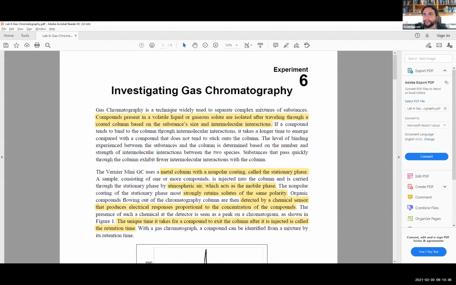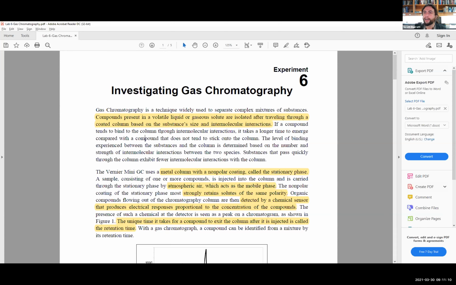There are multiple components within the separation of compounds, and this is why this week we're going to be focusing on some very similar compounds, because gas chromatography can be sorted by many different variables. Firstly, compounds present in a volatile liquid or gaseous solute are isolated after traveling through a coated column based on the substance's size and intermolecular interactions. So not only does it matter how big the compound is, it also matters what the functional groups are. Is it polar? Is it nonpolar?